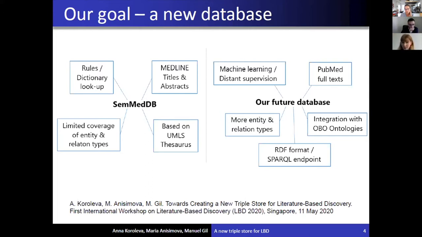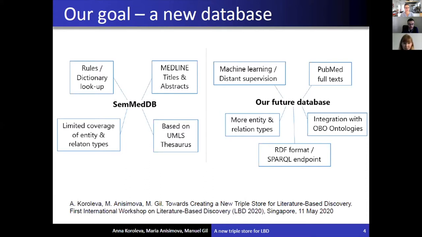So what limitations and in what way do we want to address? SemMedDB uses methods such as rules and dictionary lookup, and we want to use more state-of-the-art methods of natural language processing, such as machine learning and distant supervision. SemMedDB uses only MEDLINE titles and abstracts, which of course is not a complete source of information on scientific publications. So we want to use full text from PubMed Open Access.